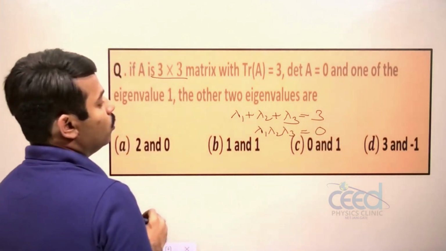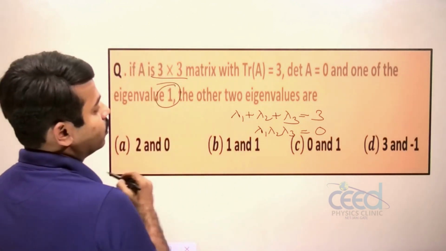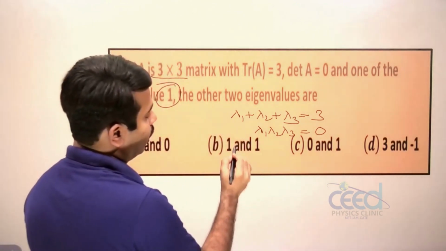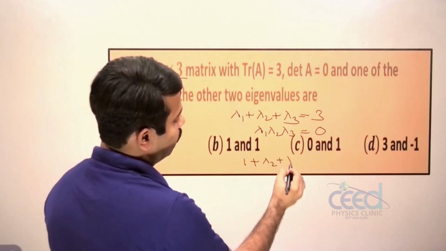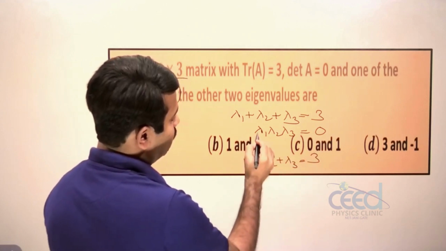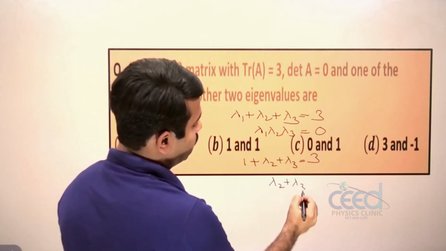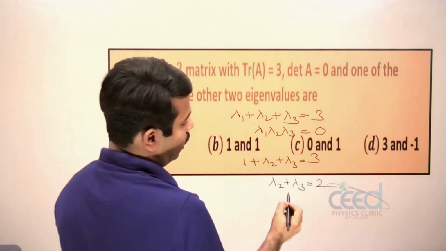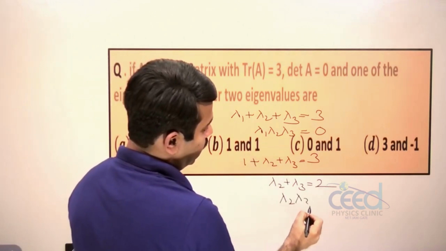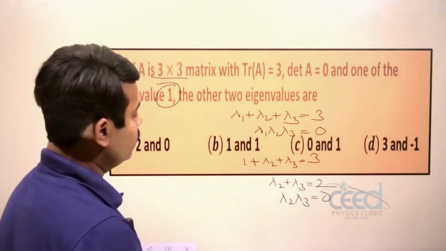Now, one of the eigenvalues is 1, so say the first eigenvalue lambda 1 is 1. Then 1 plus lambda 2 plus lambda 3 is equal to 3. That means lambda 2 plus lambda 3 is equal to 2. And putting 1 as the first eigenvalue, the product of lambda 2 and lambda 3 is again 0. With sum 2 and product 0, the eigenvalues are 2 and 0 only.